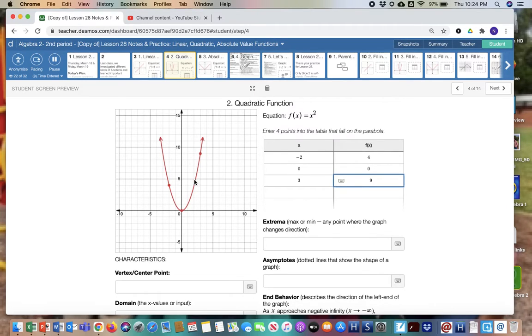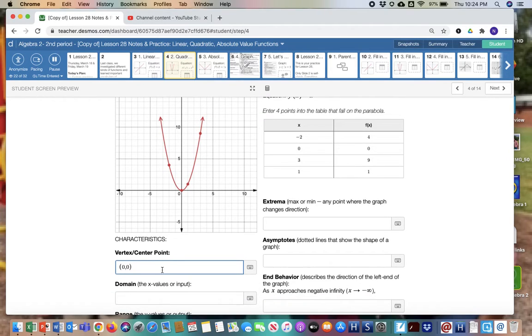So you can see all those. Let's pick another one here. How about 1? Right? 1 squared, 1 times 1 is 1. So you can see all of those points are on that curve. Again, the vertex, the center point for this, is 0, 0, because we're not doing any transformations of these functions to begin with.